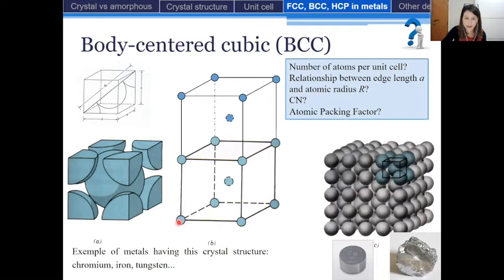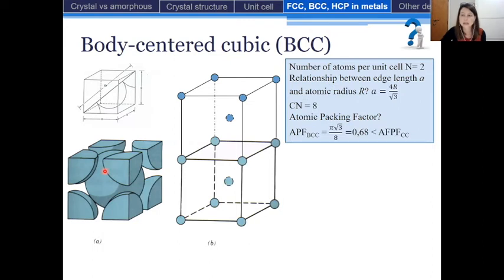So 8 atoms placed at 8 corners of the unit cell, and we have a single atom at the cube center. So represent it right here, or this sphere when I use a hard sphere model. This kind of crystal structure is found, for example, in chromium, iron, tungsten, and so on. So doing the same exercise, we will calculate the number of atoms per unit cell, the relationship between edge length and atomic radius, the coordination number, and the atomic packing factor.